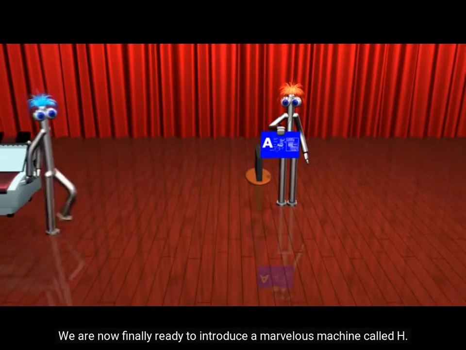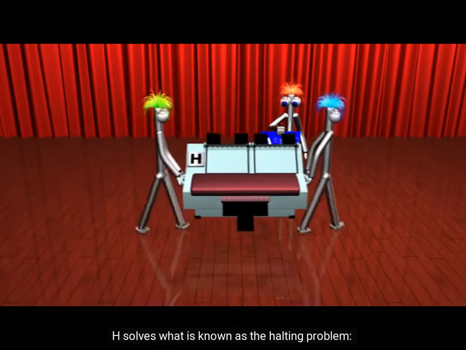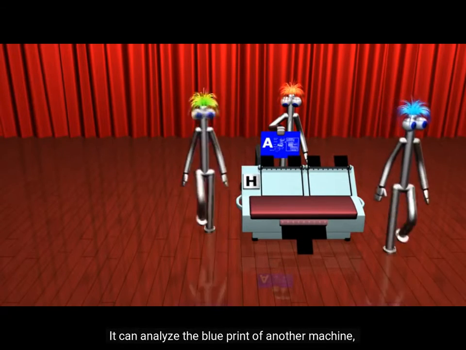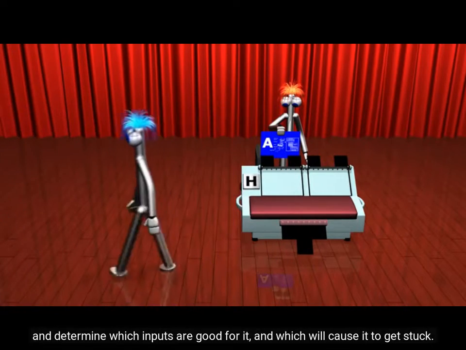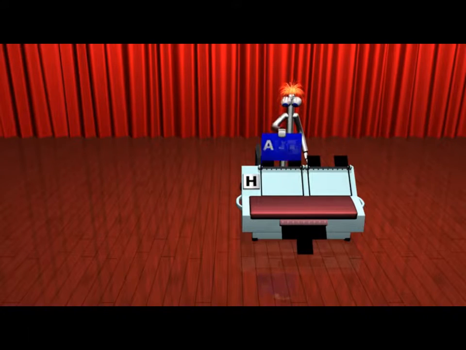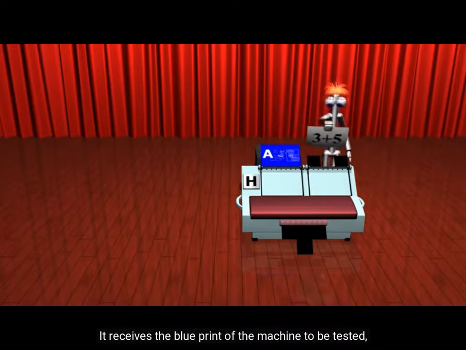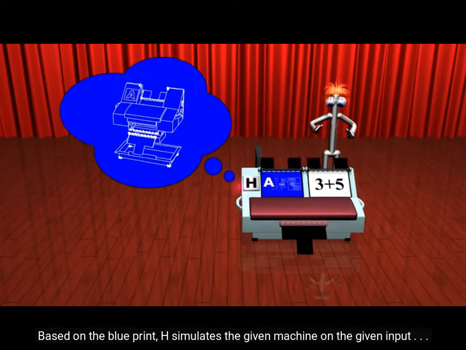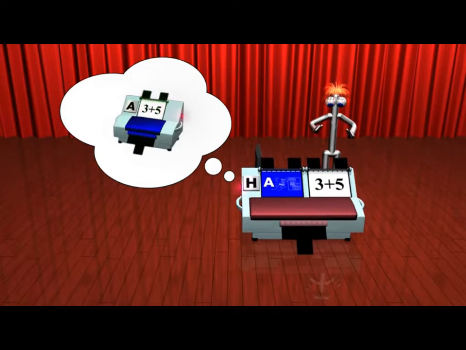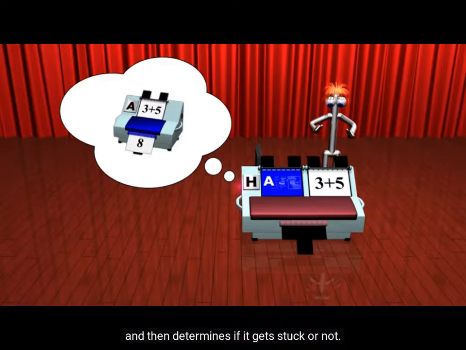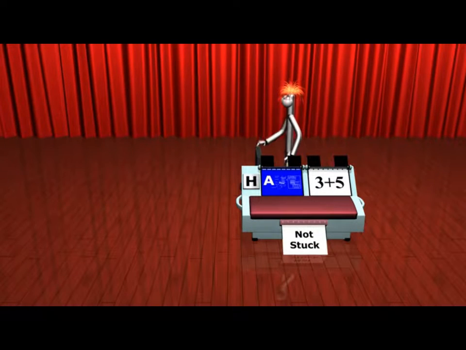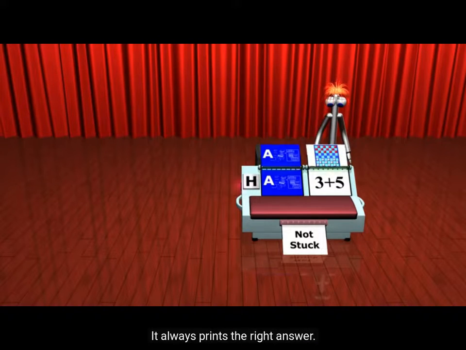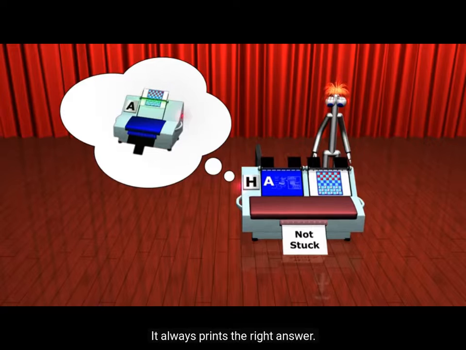We are now finally ready to introduce a marvelous machine called H. H solves what is known as the halting problem. It can analyze the blueprint of another machine and determine which inputs are good for it and which will cause it to get stuck. Does that make sense? It receives the blueprint of the machine to be tested and an input to test it with. Based on the blueprint, H simulates the given machine on the given input, and then determines if it gets stuck or not. H solves the halting problem perfectly. It always prints the right answer.